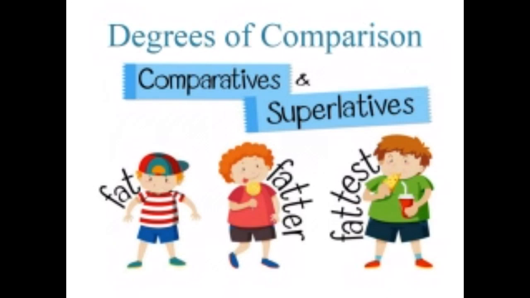Now, if you pay attention to the spelling of fatter and fattest, T has been doubled. Now, the spelling of fatter is not f-a-t-e-r, right? And the spelling of fattest is not f-a-t-e-s-t. That's wrong. So the spelling of fatter would have double T in it, and the spelling of fattest would have double T again, right? Fatter, and fattest.